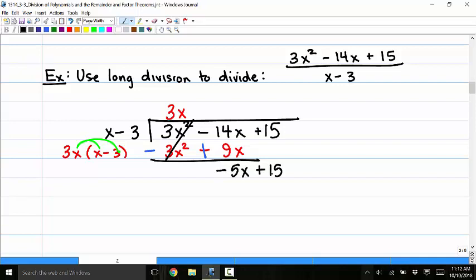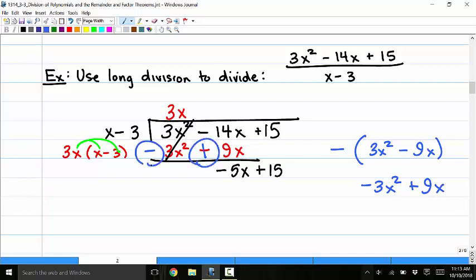Bring it down. Yes? You change the sign on all of it. So the minus, when you're doing minus 3x squared minus 9x, you see that you're going to have a negative 3x squared plus a 9x, and that's here and here. So I just always say, change the sign on everything that you just wrote down. Good question.